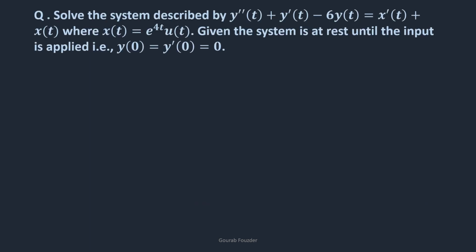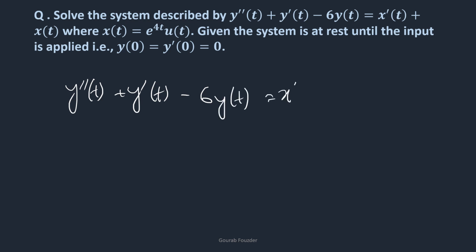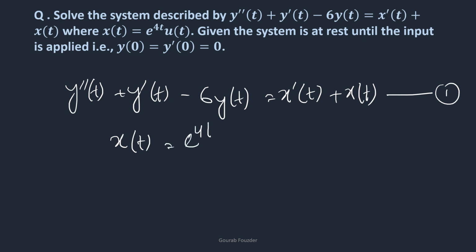Now let us consider an example where we have to find the solution of the differential equation of an LTI system, which is given by y''(t) + y'(t) - 6y(t) = x'(t) + x(t). It is our equation 1, where the input is given as x(t) = e^(4t) u(t), and it is also given that the system is at rest until the input is applied. That means y(0) = y'(0) = 0.